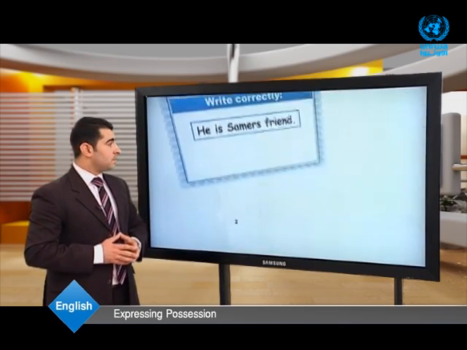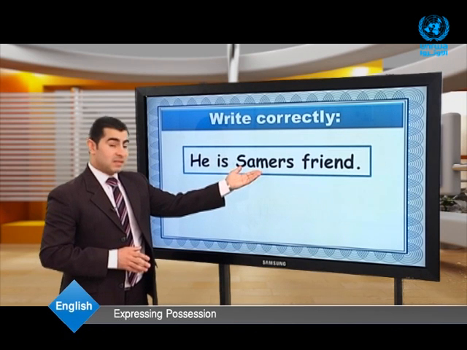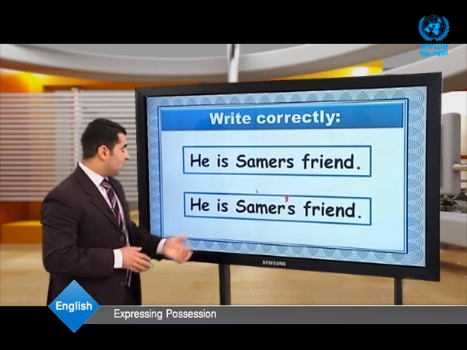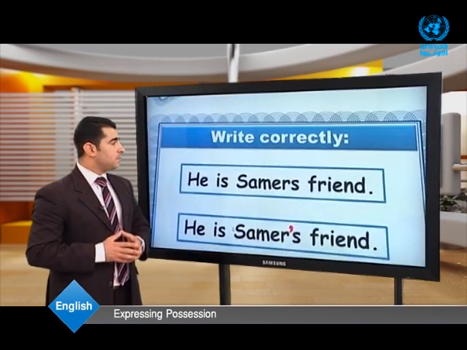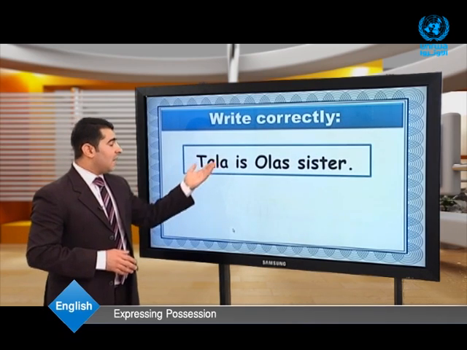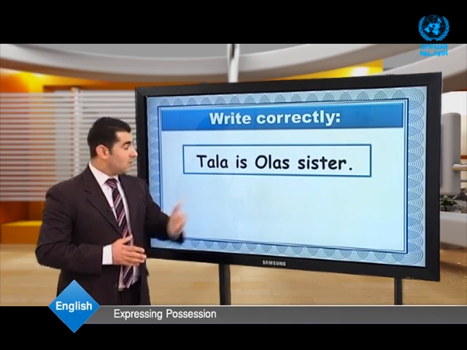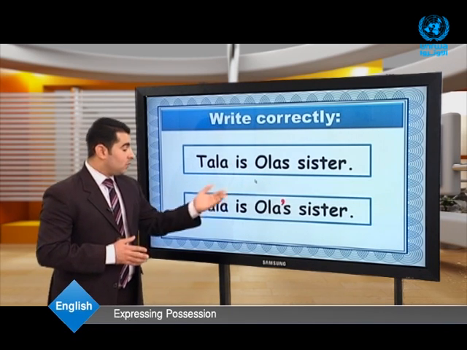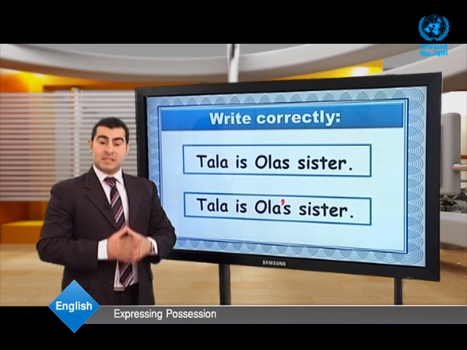The second one. He is Samir's friend. Look, Samir's. It also needs an apostrophe. Excellent. So he is Samir's friend. The last one. Tala is Ula's sister. Ula's. The same. We will add the apostrophe to the possessive s. It becomes Tala is Ula's sister.